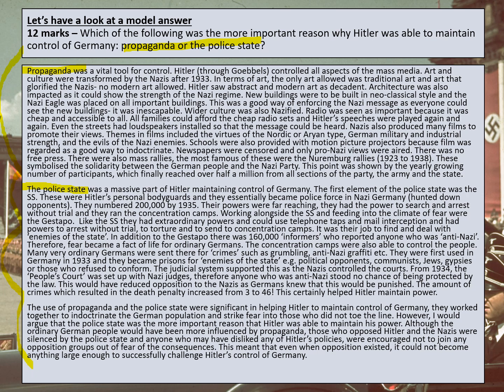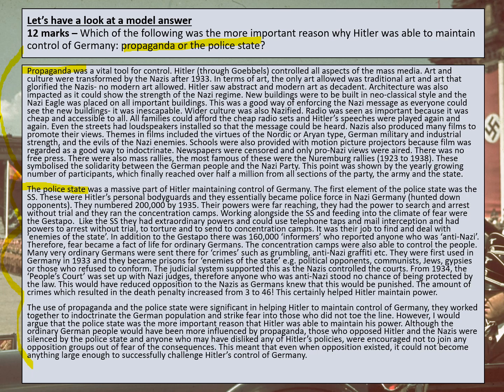Architecture was also impacted, as it could show the strength of the Nazi regime. New buildings were to be built in neoclassical style, and the Nazi eagle was placed on all important buildings. This was a good way of enforcing the Nazi message, as everyone could see these new buildings. It was inescapable. Wider culture was also Nazified. Radio was seen as important because it was cheap and accessible to all. All families could afford the cheap radio sets, and Hitler's speeches were played again and again. Even the streets had loudspeakers installed so that the message could be heard.